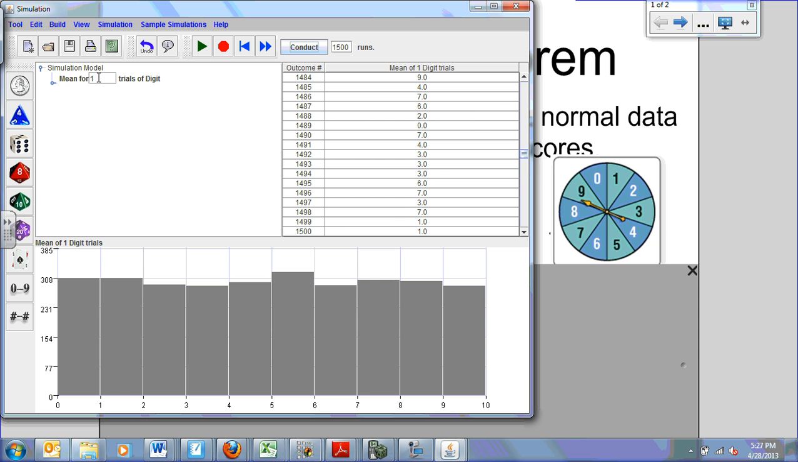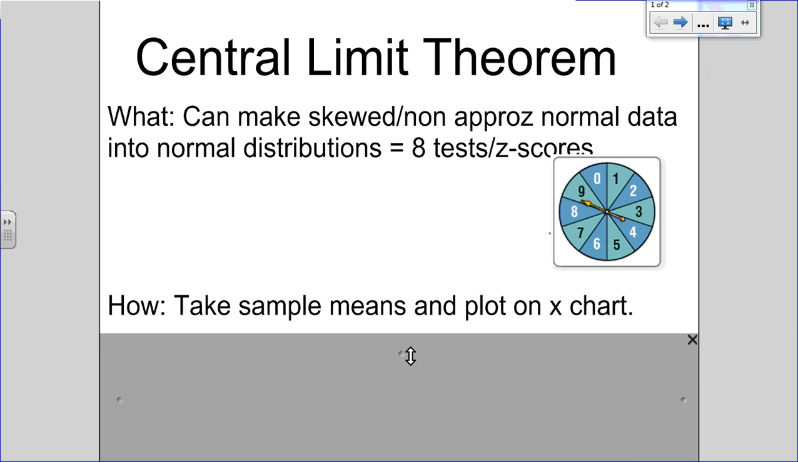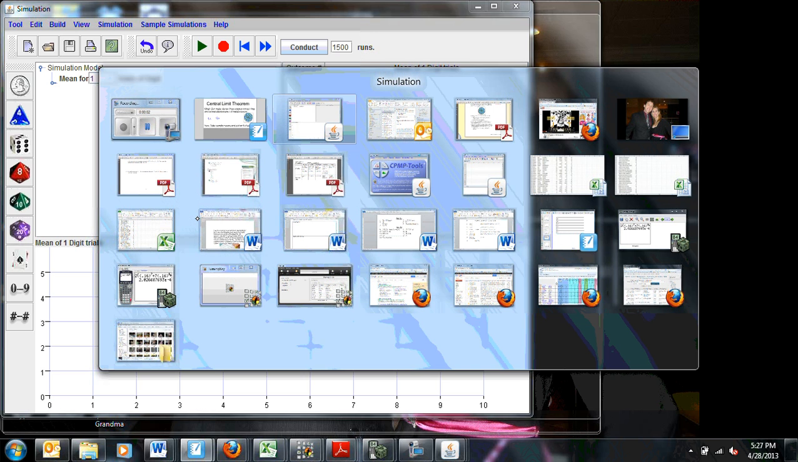So what I do with the central limit theorem is I take sample means and then plot those on an X bar chart. That should have a bar over it. But for example, let's say I roll a 2 and a 7. So that sum would be 9, and then divide by 2. So I would get a 4.5, and I plot the 4.5. And then I roll 2 more numbers and I get a 0 and a 5, and that averages 2.5. So I'd plot all these values, but I'd do it a whole bunch of times, like that 1,500 runs. So this is what that simulation would look like.